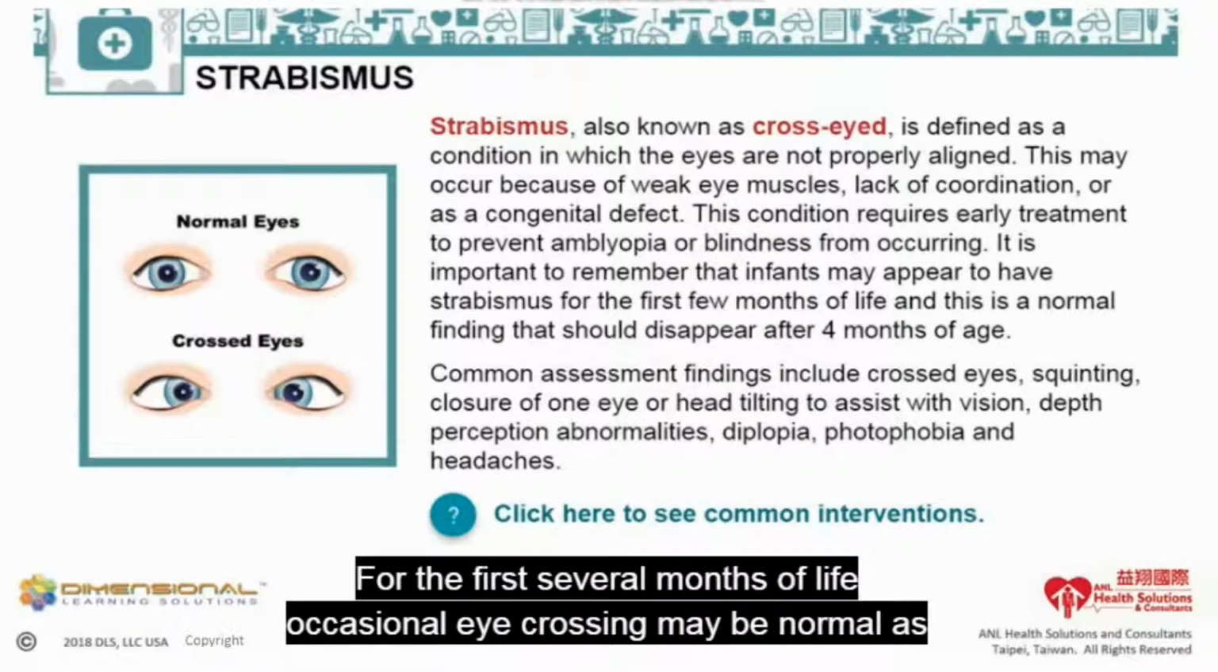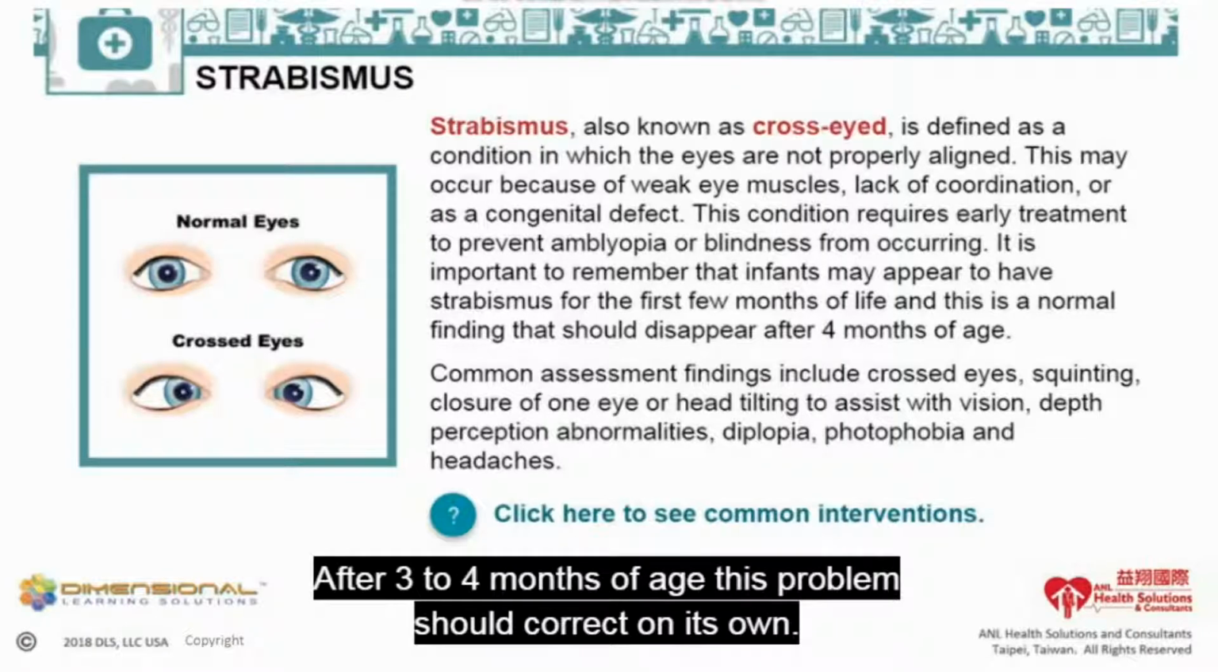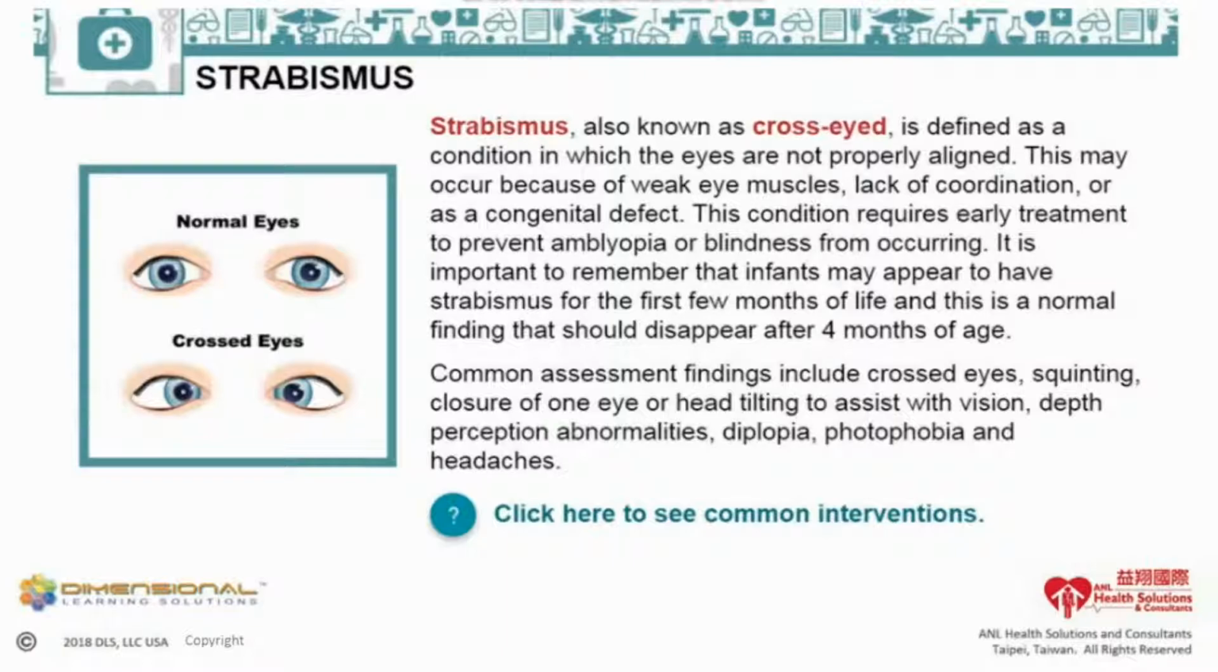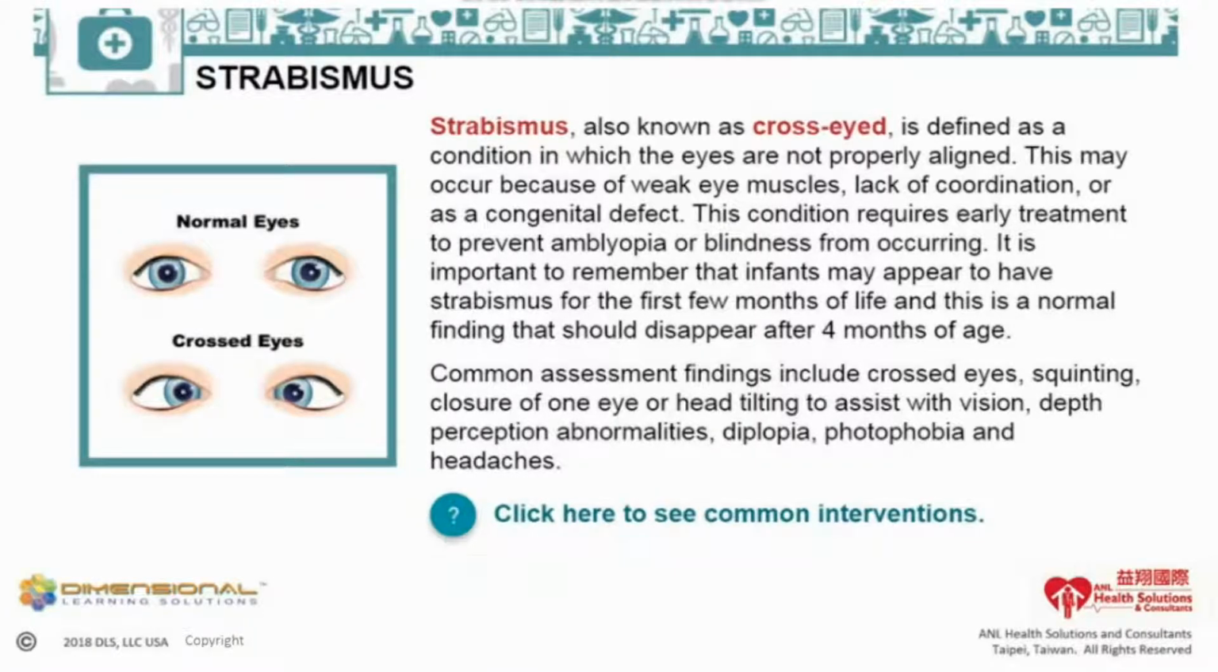For the first several months of life, occasional eye crossing may be normal as the eye muscles become stronger. After 3 to 4 months of age, this problem should correct on its own. After that age, babies should be evaluated to determine if the eyes are properly aligned.